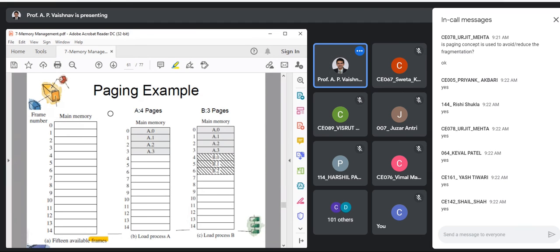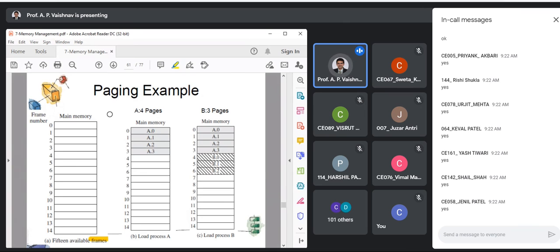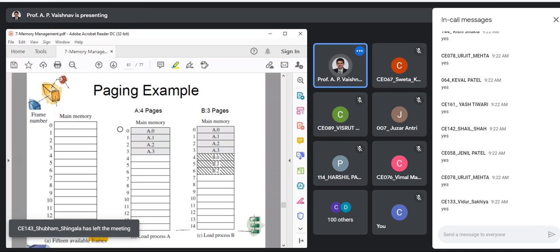Suppose you are loading one process, and that process has a size of 4 pages. Now the entire memory is free, so I can load that process into the first 4 frames. Yes or no? The 4 pages of the process are being loaded into 4 frames.